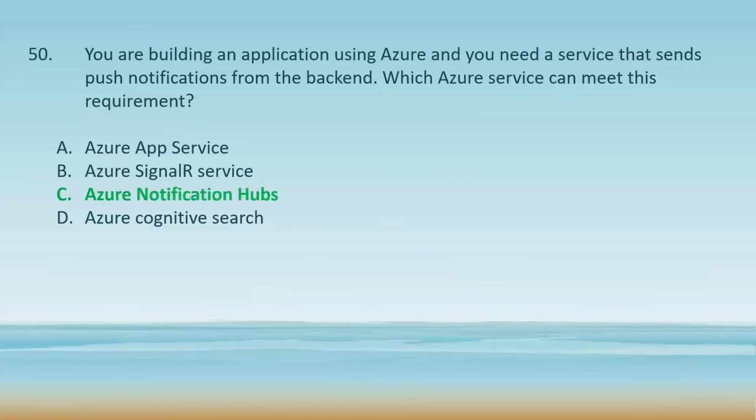So the right answer is option C, Azure Notification Hubs. Azure Notification Hubs is a massively scalable mobile push notification engine for quickly sending millions of notifications to iOS, Android, Windows, or Kindle devices, working with APN, GCM, WNS, and more.